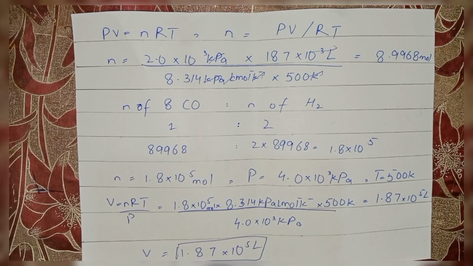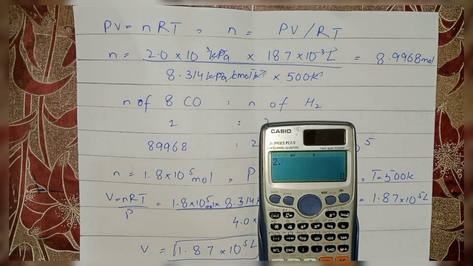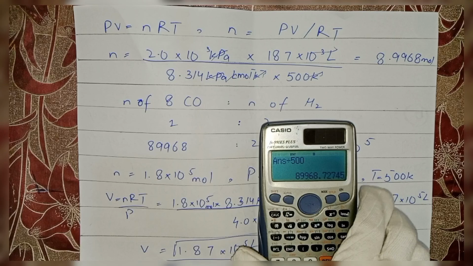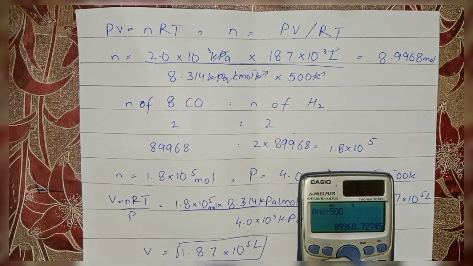Now we solve this equation, which is 2.0 into 10 raised to power 3 into 187 into 10 raised to power 3, then divided by 8.314, and then divided by 500. So it will be 89968 moles, which are the moles of the carbon monoxide. We had already defined it. So in this part we also find the moles of the carbon monoxide.